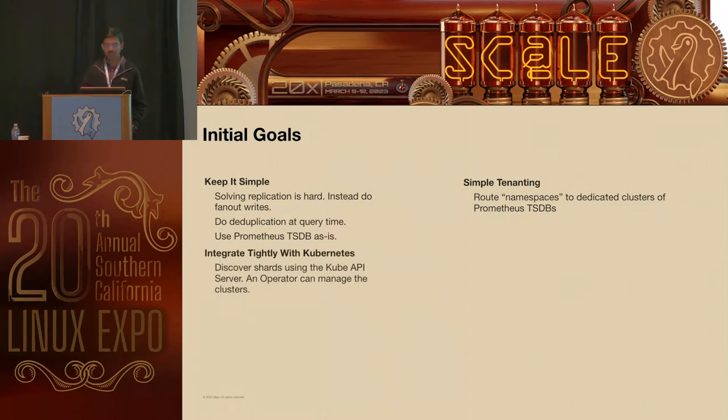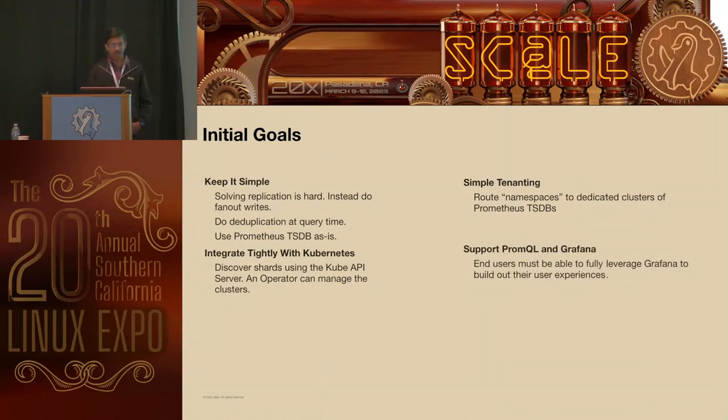We wanted to be able to tightly integrate with Kubernetes, so the idea was to come up with an operator, have a CRD, that can realize what are called metric store clusters. We wanted to support PromQL and Grafana out of the box because that was more or less the standard at the time, and for the most part, most people continue to use PromQL and Grafana today.